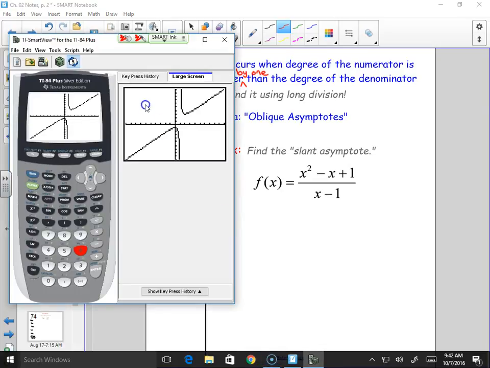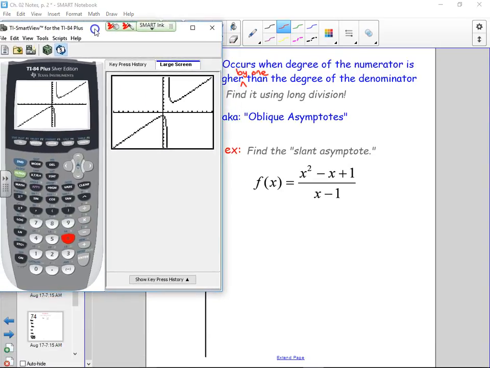So you guys check out the graph and see what it looks like. What is a slanty asymptote? It's literally a slanty asymptote. See? It's not vertical, it's not horizontal, it's slanted. Oblique, whatever. Slant. Slanty form.